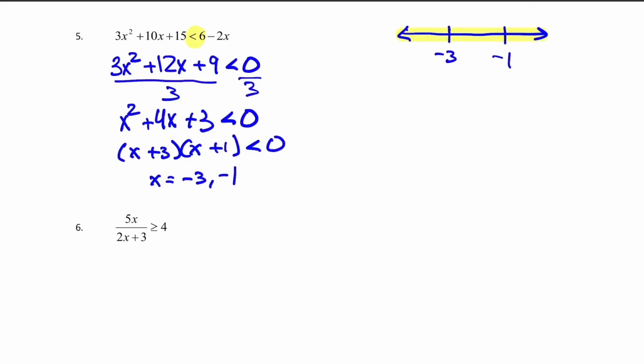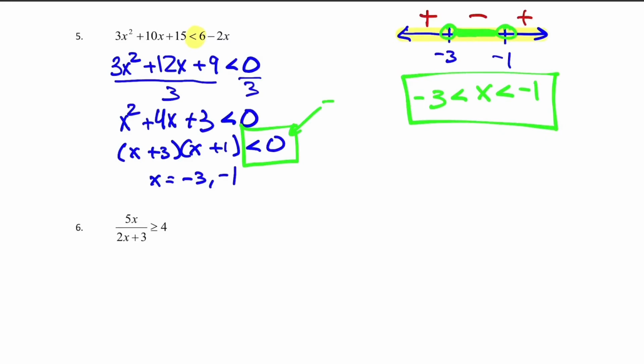I don't actually have to test numbers because I recognize that pattern. Positive, negative, positive. And we have to interpret the inequality. Notice what this says. Less than 0. So it wants the negative pieces, and I have open circles. Open circle, highlight the negative piece or pieces. Now I just have to express that. Negative 3 is less than x is less than negative 1.